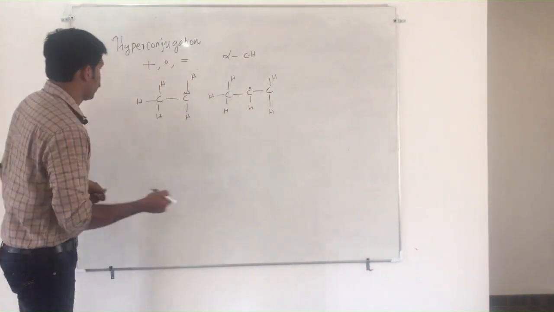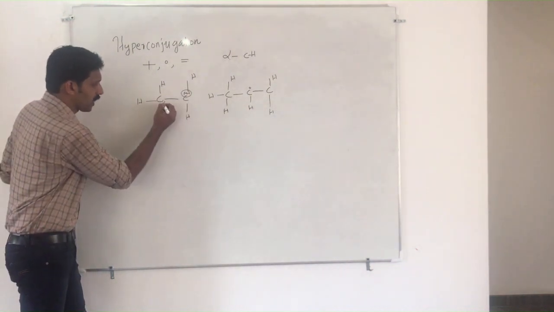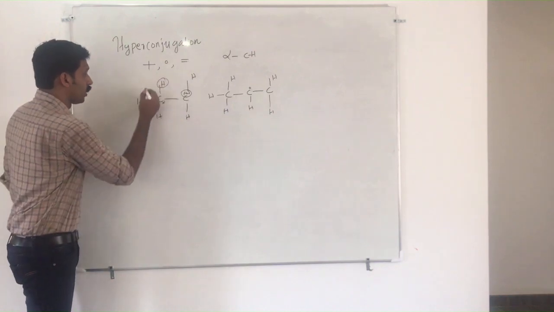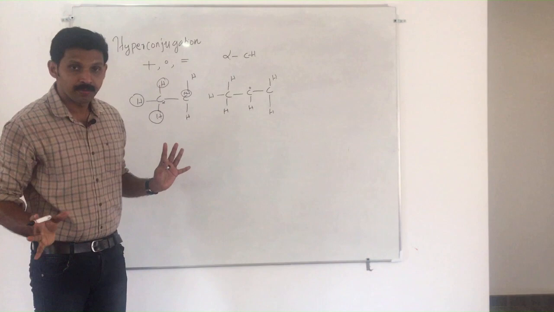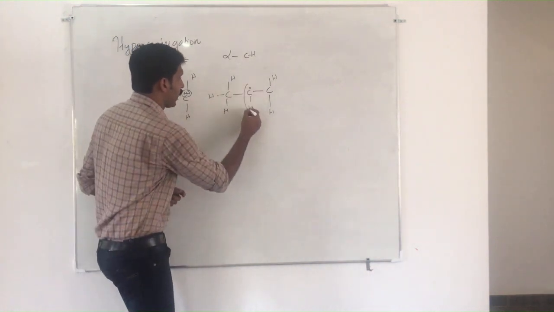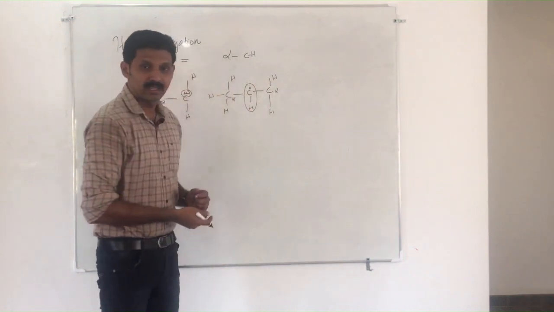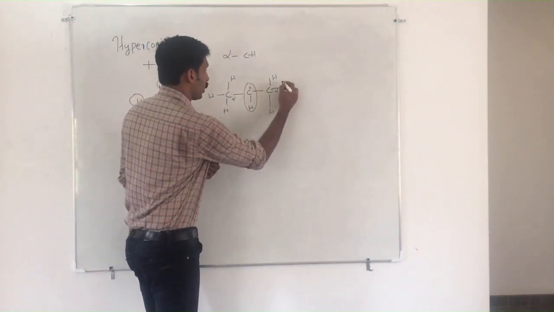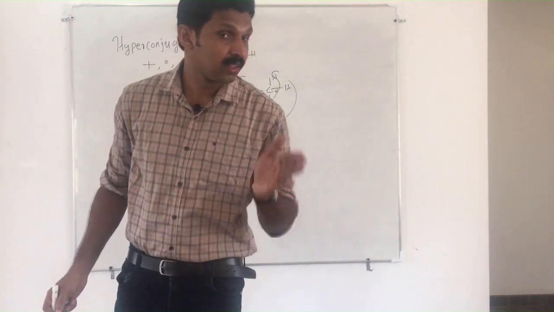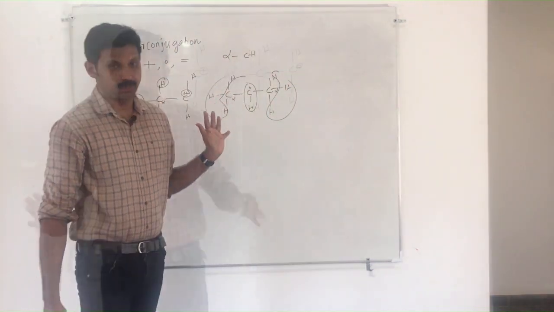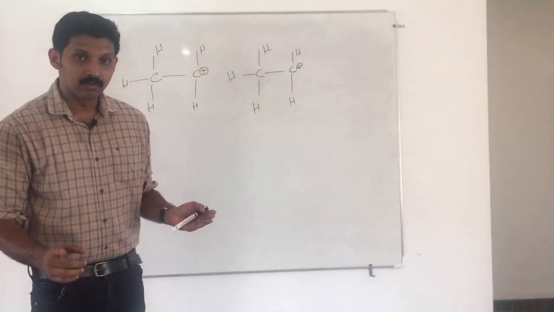Here you can see that the carbon attached to this plus is known as alpha carbon. Therefore, there are three alpha hydrogens, so hyperconjugation is possible. Here again, a free radical is present. This is alpha carbon, and this is alpha carbon. Therefore, you can find a total of six alpha hydrogens here. So hyperconjugation is possible. After looking at hyperconjugation, you have to look at the inductive effect.